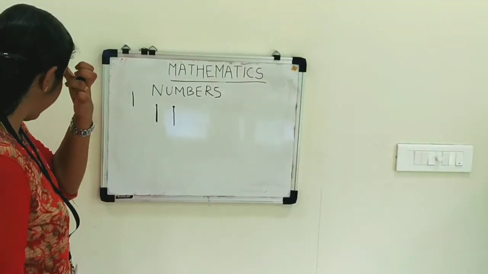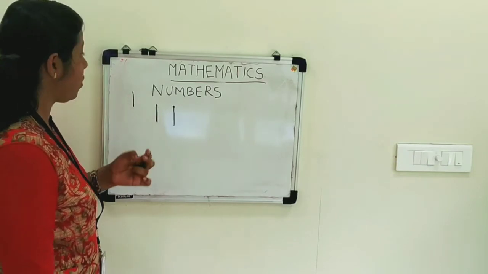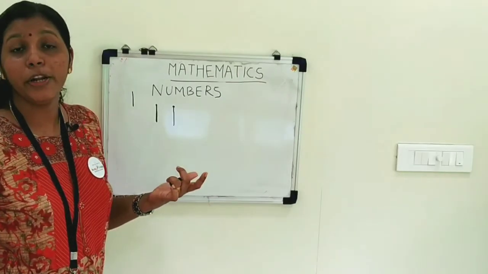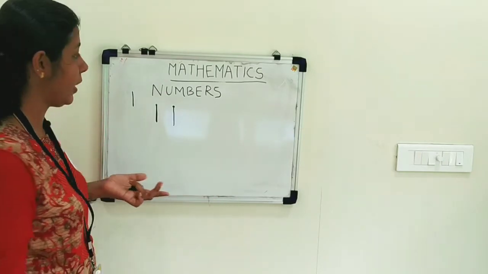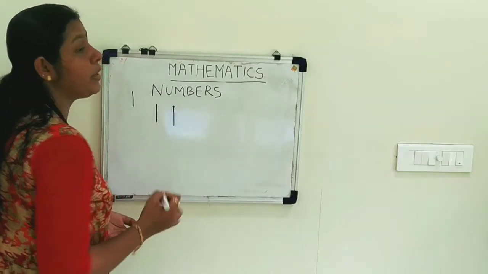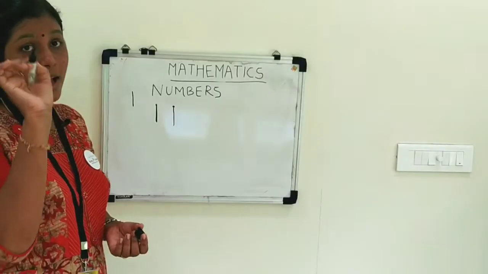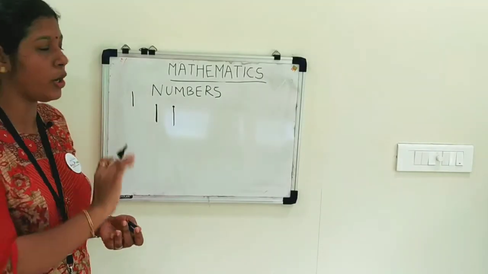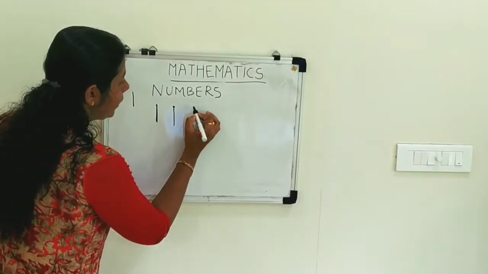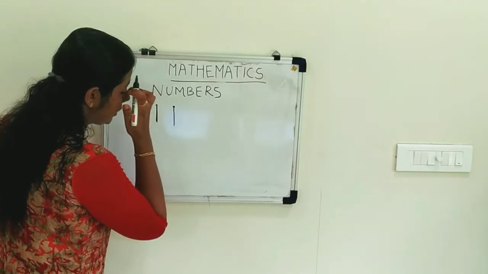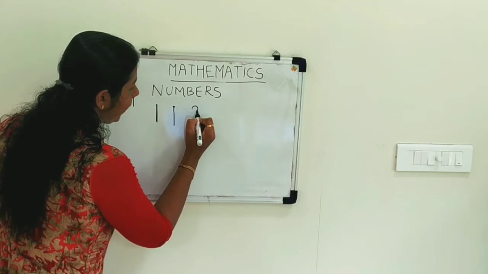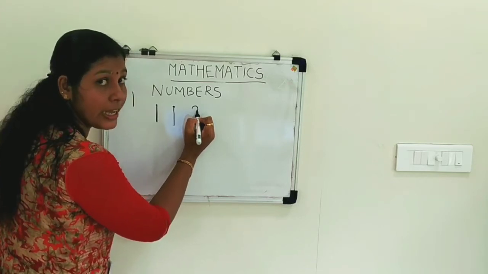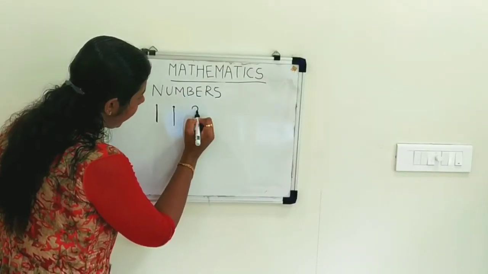Okay. Now, how to draw number 2? How do we draw number 2? Listen here. We learned the curve when we learned the letter ra. So, children, listen here. We write a small ra. Take the pencil in your hand.